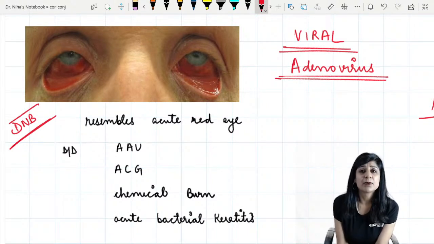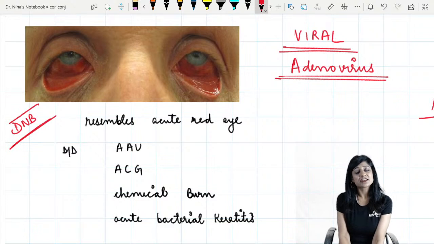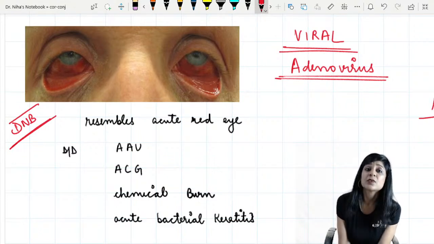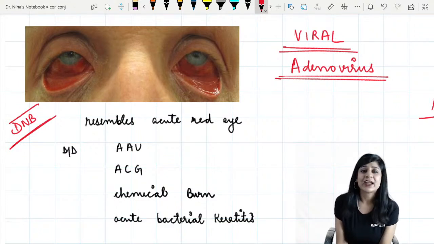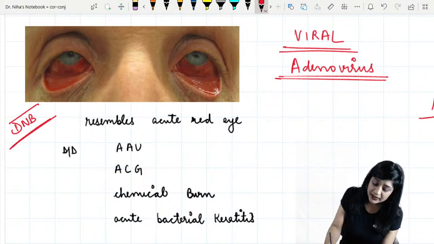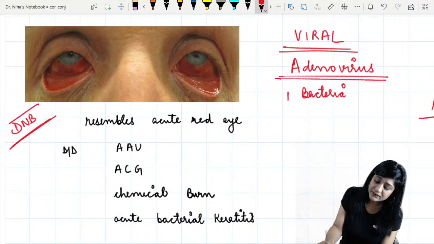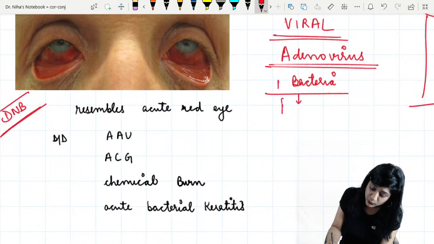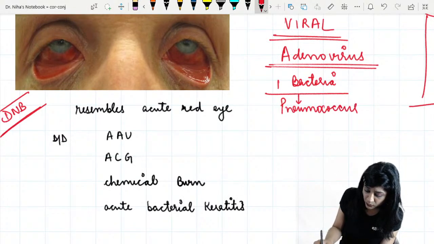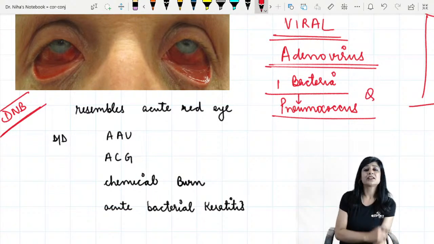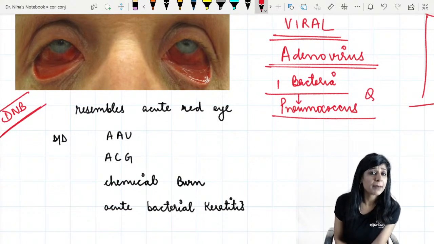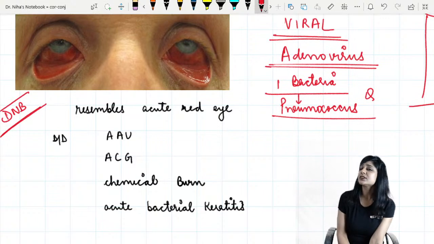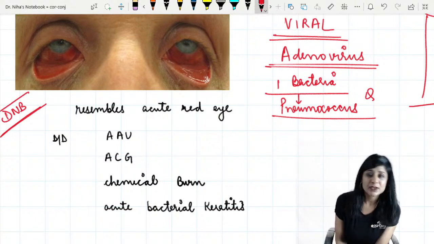Now always remember, when I talk about follicular conjunctivitis and hemorrhagic conjunctivitis, it is always the virus. There is only one bacteria which is causing the hemorrhages. Note it down, this is your pneumococcus. There is only one bacteria that is causing the hemorrhages, that too the petechial hemorrhages, that is the pneumococcus. Otherwise, hemorrhages means the virus.